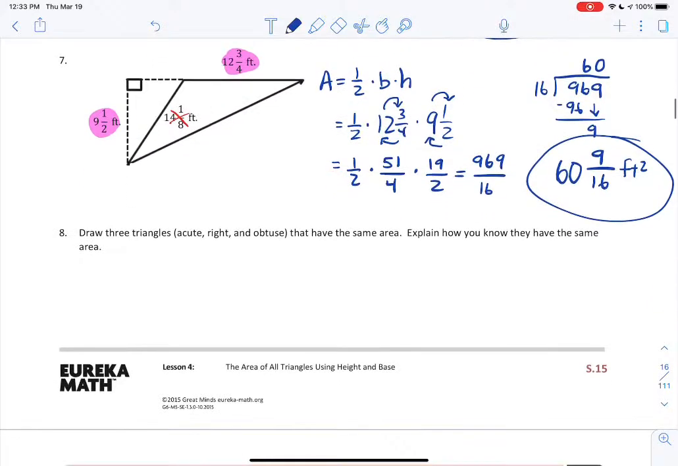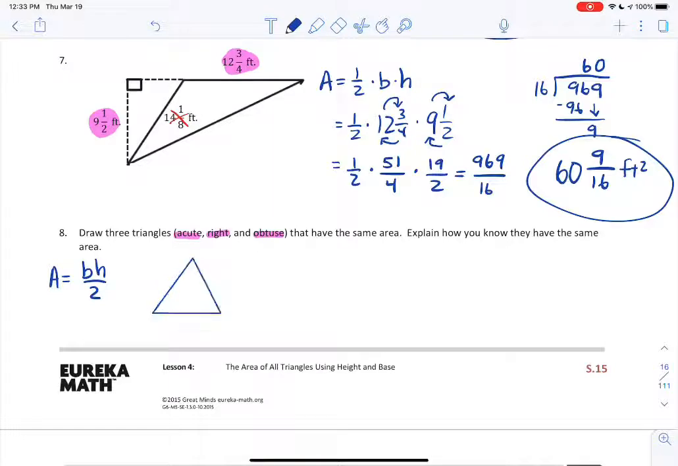All right, question number 8. Draw 3 triangles. Hopefully you gave this one a shot. And we need to make an acute triangle. We need to make a right triangle. We need to make an obtuse triangle, but they have to have the same area. So my trick here is understanding the formula. Area equals base times height divided by 2. In order for them to have the same area, an easy way to do that is for them to have the same base and the same height.